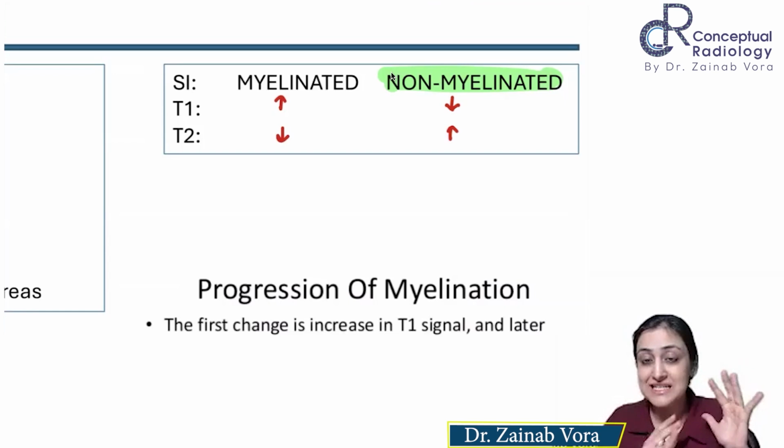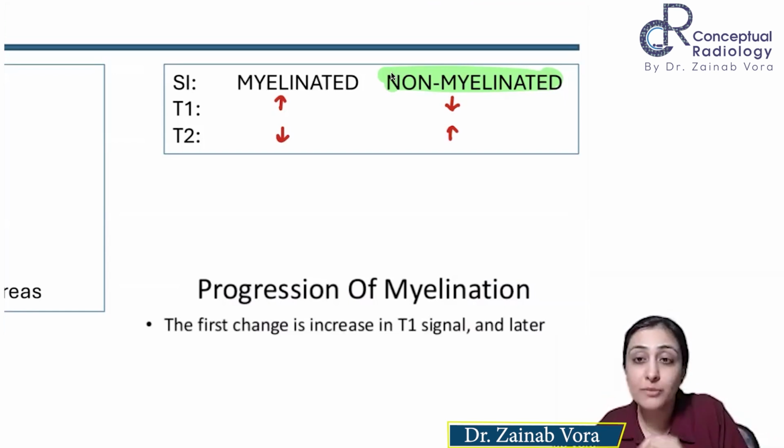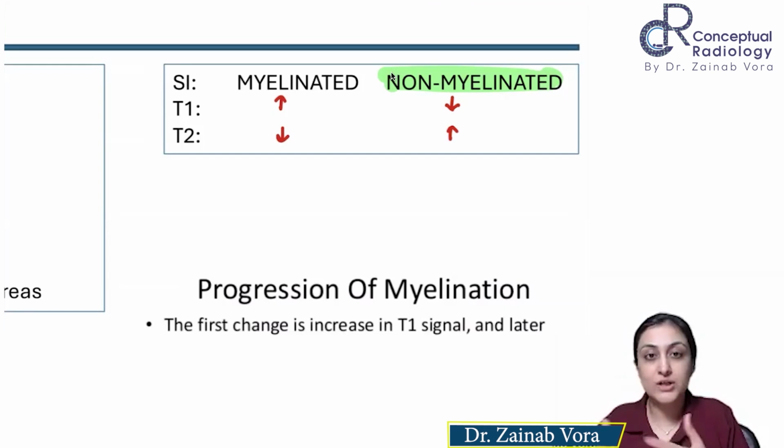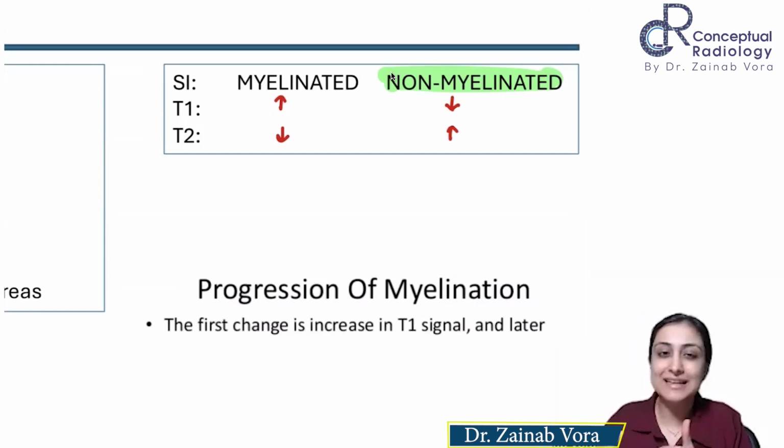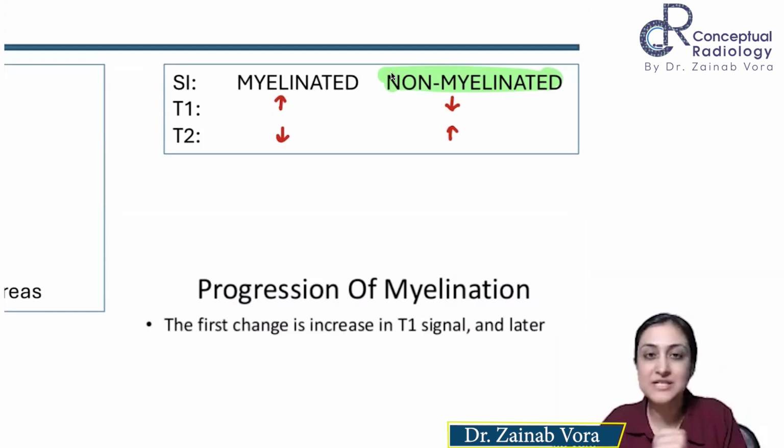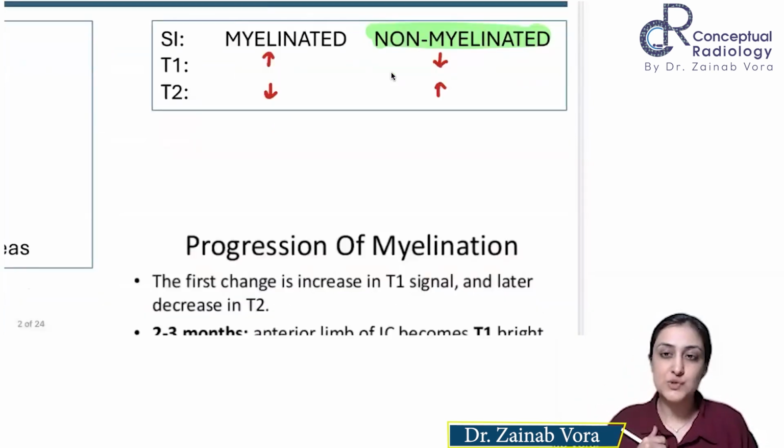So how do we distinguish pathology from normal non-myelinated? T2 hypo, why? Because water decreases, right? As myelin comes, the water content decreases. So water content decrease means T2 signal intensity drops down. That's how the white matter, as myelin comes, the water drops out. Getting it? Okay, so this is what is happening here.